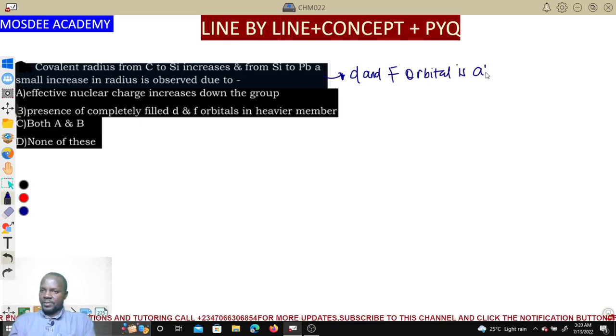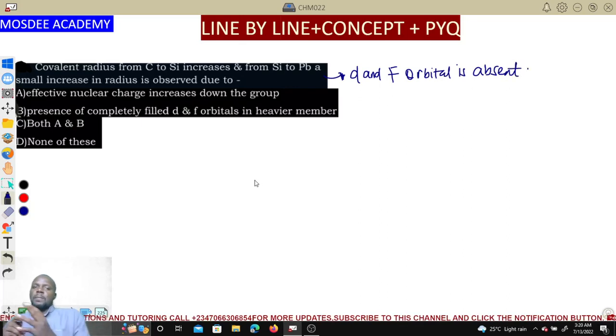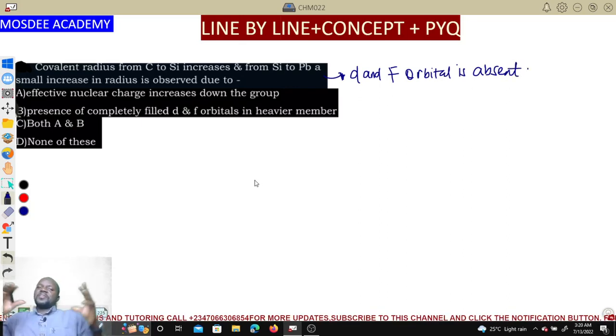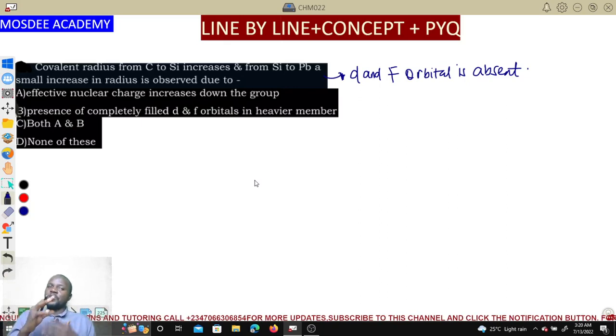The absence of d and f orbitals makes them have a very large covalent radius. So the absence of d orbitals is the major thing. Another thing is that as you are moving down, I told you the size of the atom is increasing. So this is very correct, and this is also very correct: Z effective is also increasing down the group. Keep this in mind. This will be the answer to this question.